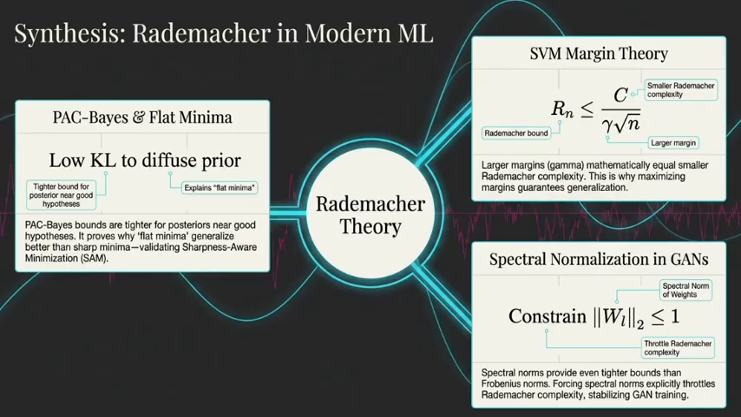Rademacher complexity appears in many modern arguments. Large margins produce smaller Rademacher complexity. That is the heart of the margin theory of support vector machines. PAC-Bayes bounds become tighter when the posterior stays close to a diffuse prior, explaining why flat minima generalize. Spectral normalization in GANs explicitly caps the Lipschitz constant of each layer and therefore throttles the Rademacher complexity.